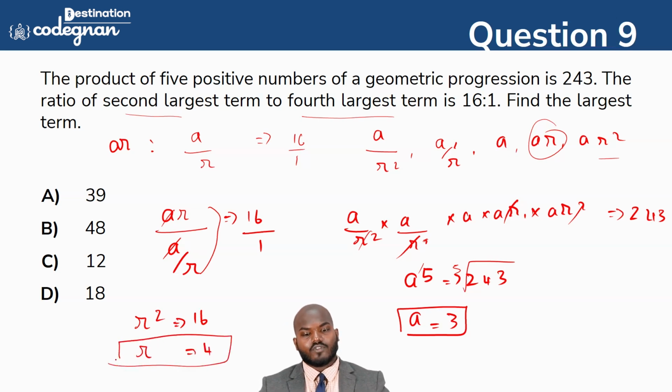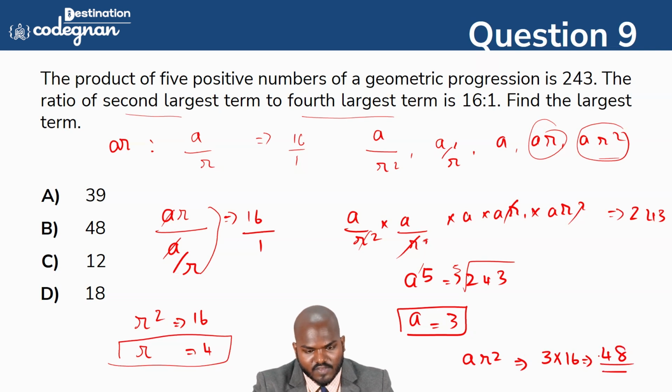Now we take the square root of this. Now what is the largest term they are asking here? The largest term is AR square. If you solve it, 3 times 16, we get 48 as the final answer. So option B is the correct answer for this question. Okay guys, we'll go for the next one.